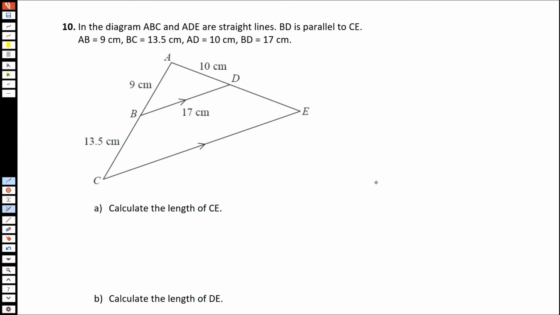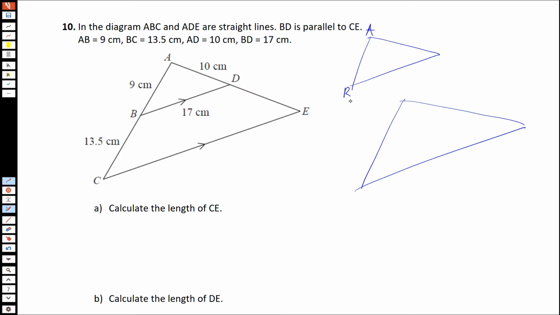Number 10. In the diagram, we have two similar triangles. And what I'll do again is to try and just sketch them. So let's just assume that's the smaller one, and we have this larger one. Now the smaller one is A, B, D, and this is A, C, E.